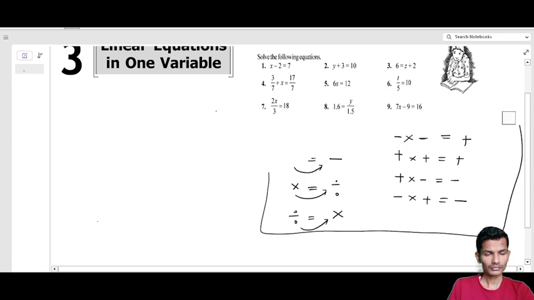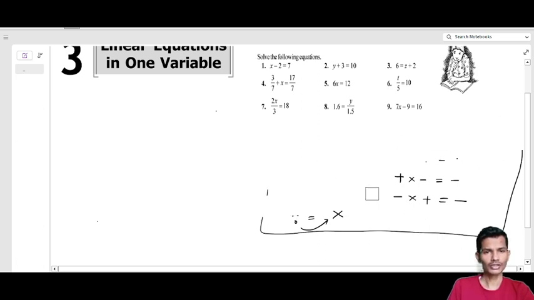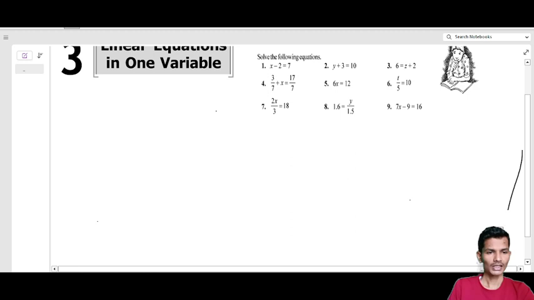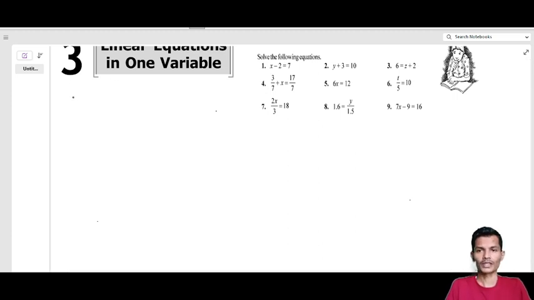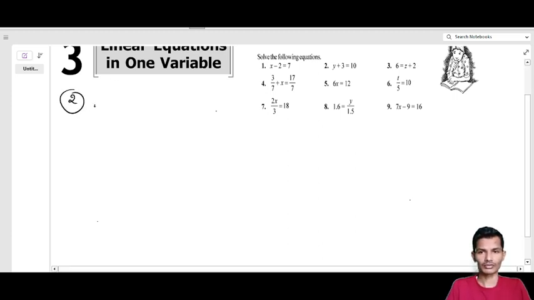Okay, so the second problem is similar to the first problem. The difference is that in the place of x they have given y, and in the place of minus 2 they have given plus 3. So write down the second question, whatever they have given: y plus 3 equals 10.